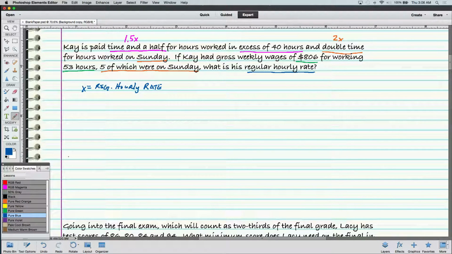Step 3, we want to list all of the facts in terms of actual expressions. Okay, so for this, it might help to make a table. You don't necessarily have to make a table, but just to give you a better picture of what we're looking at. We have hours worked.